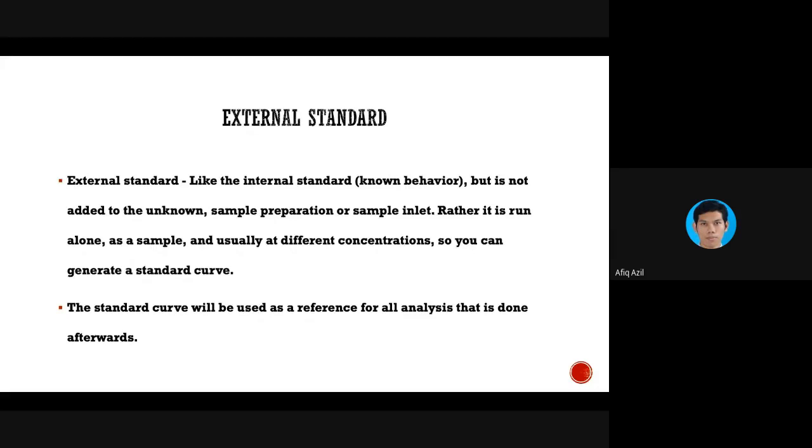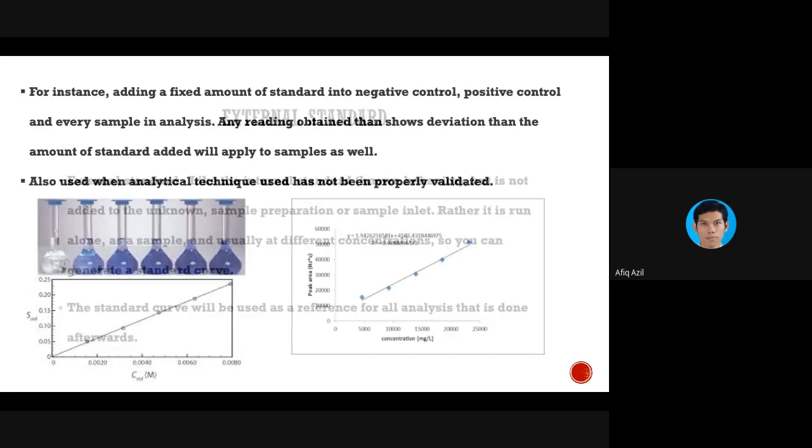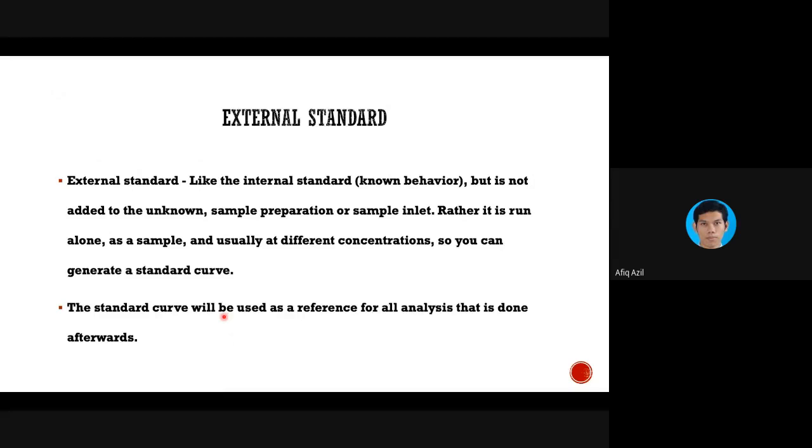The last one is the external standard. Like the internal standard, it has known behavior, but it is not added to the unknown sample preparation or sample inlet. Rather, it is run alone. You prepare a standard and run the analysis by itself as a sample, usually at different concentrations, so you can generate a standard curve. The standard curve will be used as reference for all analysis done afterwards.